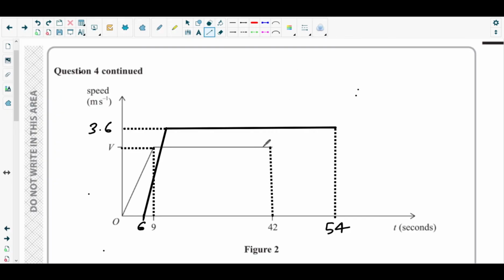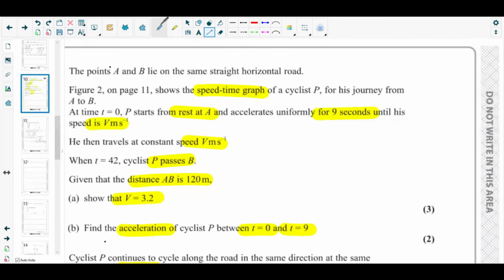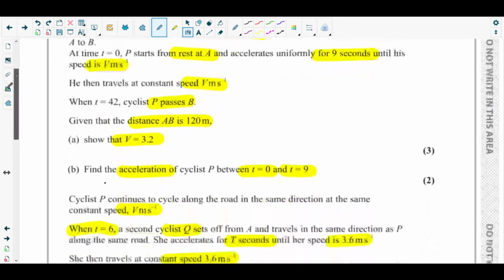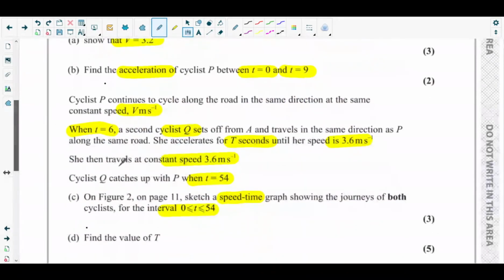Till t equals 54 seconds, cyclist P has moved with the same constant speed, so it will be a horizontal straight line till t equals 54, and that's the sketch wanted by question 4C.